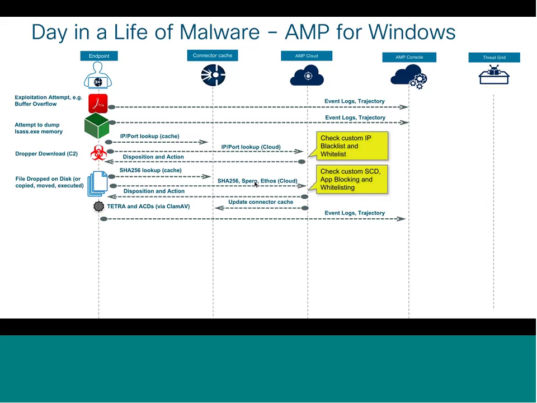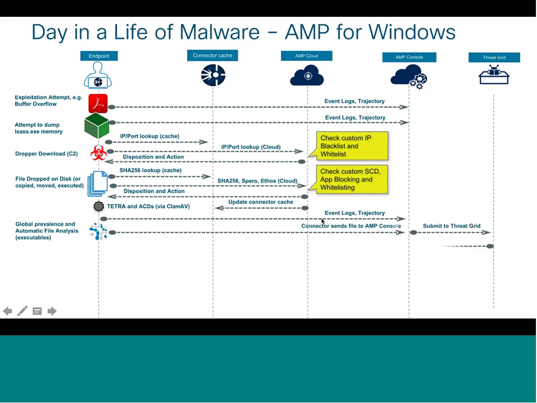At the same time, the AMP connector cache gets updated from the AMP cloud with a new disposition. Pretty much in parallel, there is a check being done by Tetra, the offline engine, and it's checking both the Tetra signature set and the signature set built through advanced custom detections. Everything is being logged to the AMP endpoints console for the device trajectory and event logs.